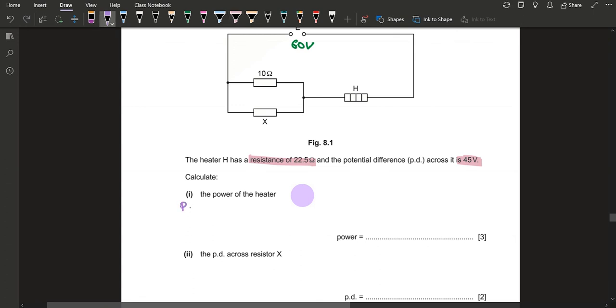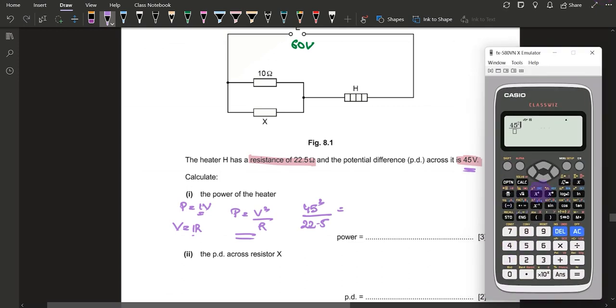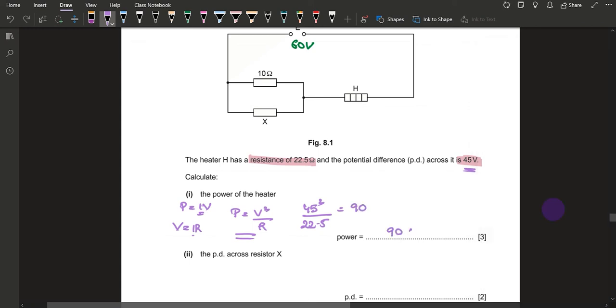The formula for power is P equals IV, but we're not given the current. So what we can do is use another formula, which is V equals IR. And we can make I the subject as we don't have I. So it's going to be P equals V squared divided by R. And this is going to be our formula, which we are going to use here. We have the potential difference, which is 45. So it's going to be 45 squared. And the resistance is 22.5. And when you put this in our calculator, we'll get our answer as 90. So we can write our answer here, 90 watts.